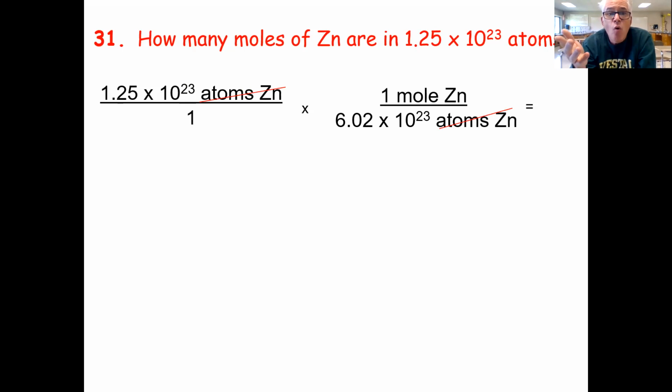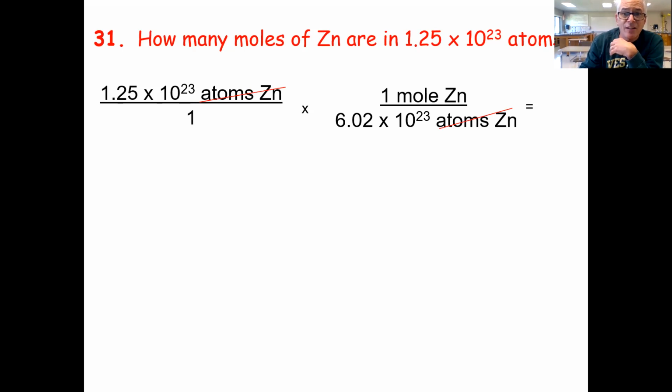So now we have a big math problem, right? There's no doubt about it. 1.25 times 10 to the 23rd divided by 6.02 times 10 to the 23rd. We're going to break this into little chunks. We're going to do the front part, the coefficients, first and divide, and then we're going to do the second part, the exponents, and divide.